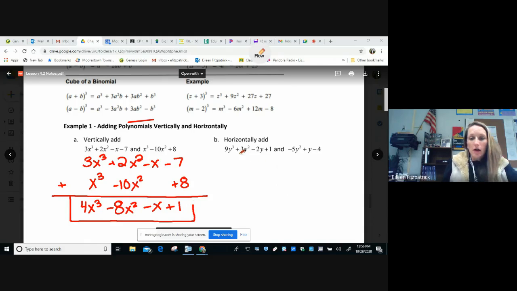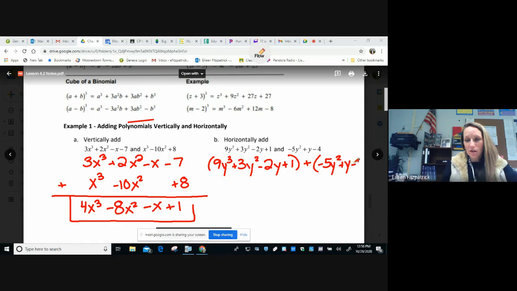All right. Adding horizontally, so we're going to write the first polynomial in parentheses. Then you're going to add the second polynomial, so write it down in parentheses. When you're adding, the parentheses are really not necessary, but it's a good habit, because when you're subtracting, the parentheses are super important. Now I'm going to rewrite the problem, just dropping all the parentheses.